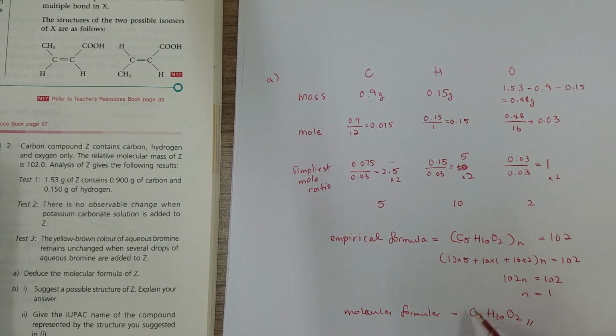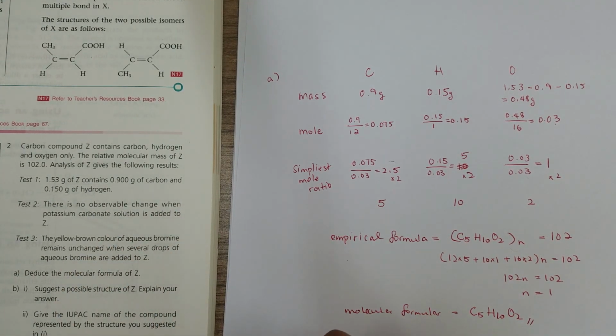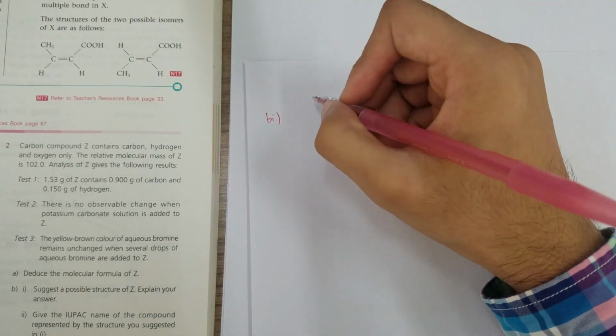So now we have deduced this. Moving on to question B. Suggest a possible structure of Z. Explain your answer. Now let's analyze what the test 2 mean. There is no observable change when potassium carbonate solution is added to Z. Now if you remember, anything carbonate will react with acid to give out carbon dioxide and water. Now since they have said no observable change, that means it is not a carboxylic acid. All right, not a carboxylic acid. I'm just gonna move on to the next page over here. So B1, just see.